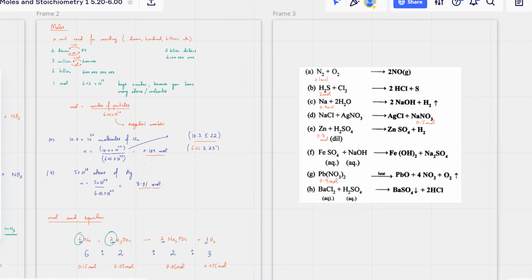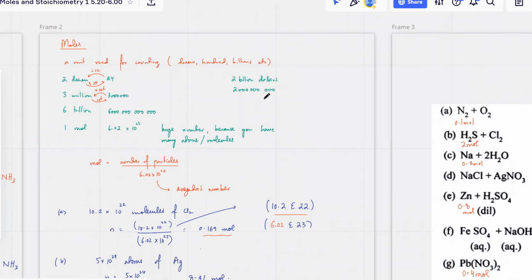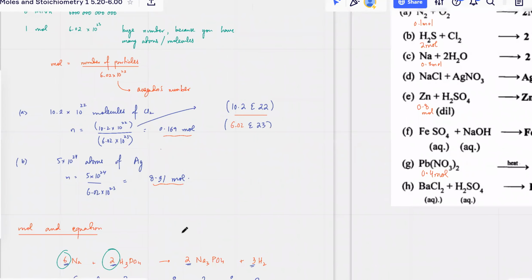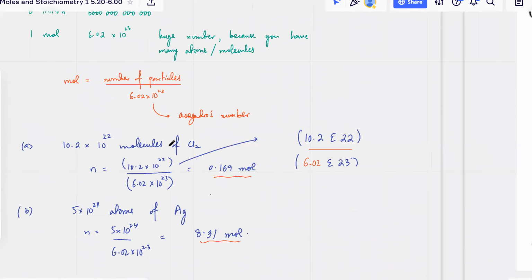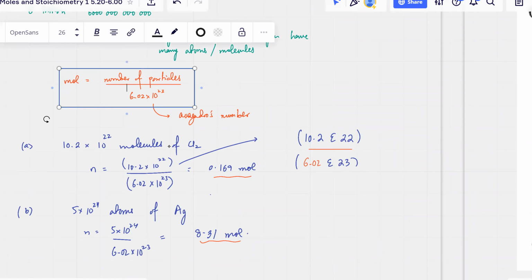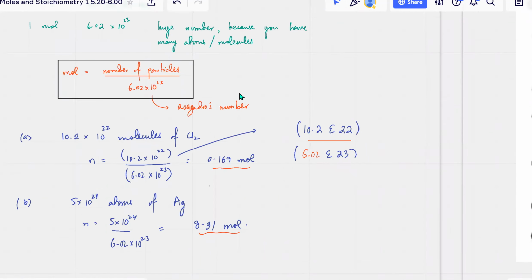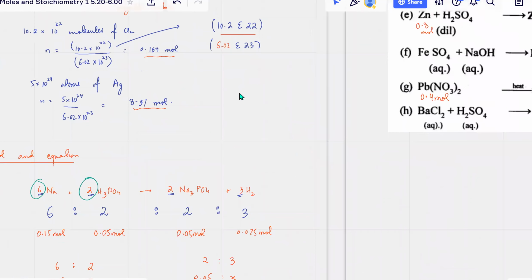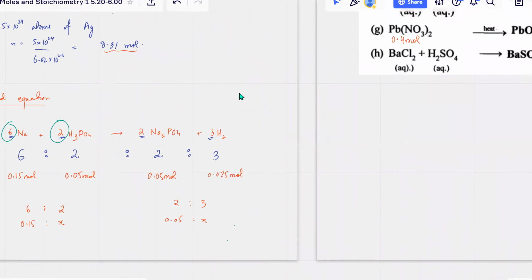So we started with the first thing, that all our quantities would be calculated in moles. It's just a unit for counting, like every other unit. And that was the first formula that we did, which was moles is number of particles divided by the Avogadro's constant. So after that, I started talking about moles and equations.